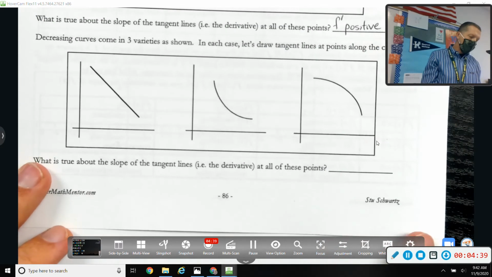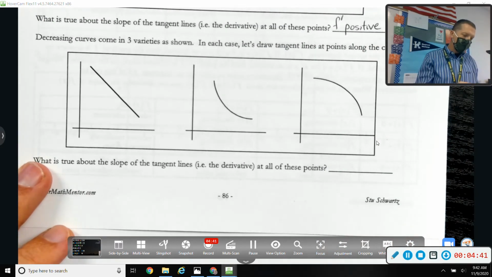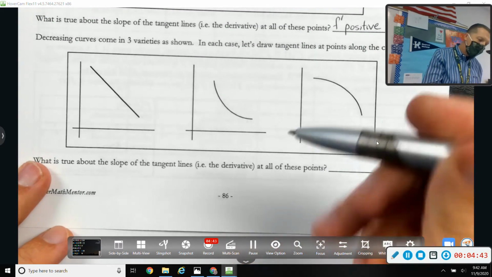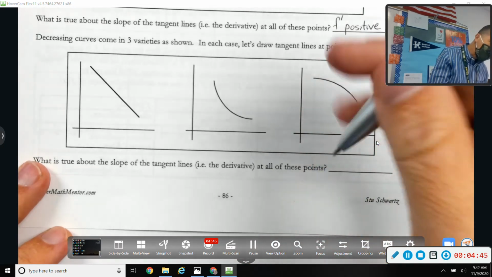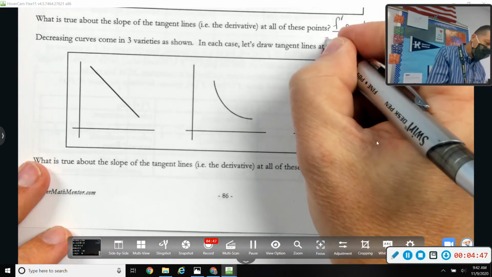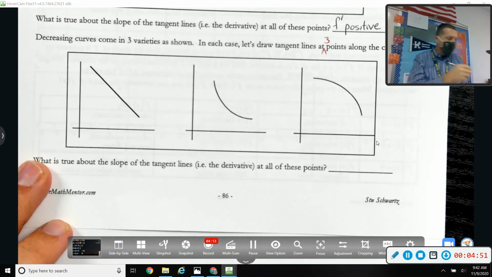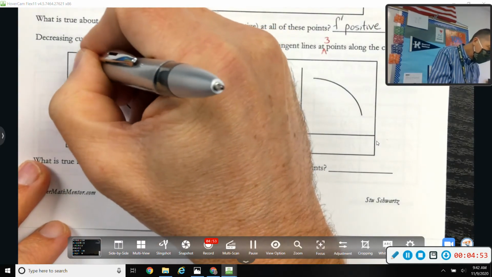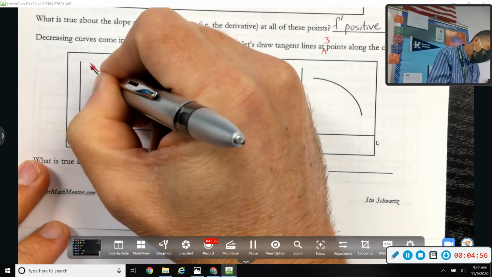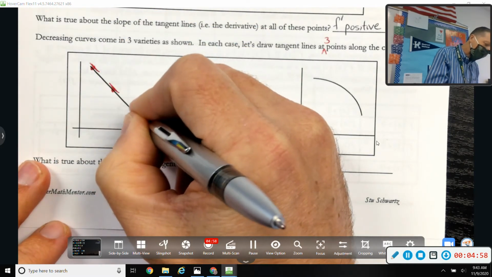Decreasing curves come in 3 varieties, as shown. So it's real similar to the last thing we just did. Let's draw tangent lines at 3 points along the curve. So same thing. Pick a point at each end, a point in the middle, and draw the tangent line. Or the tangent line segment, I guess, if you don't want to draw the whole line.